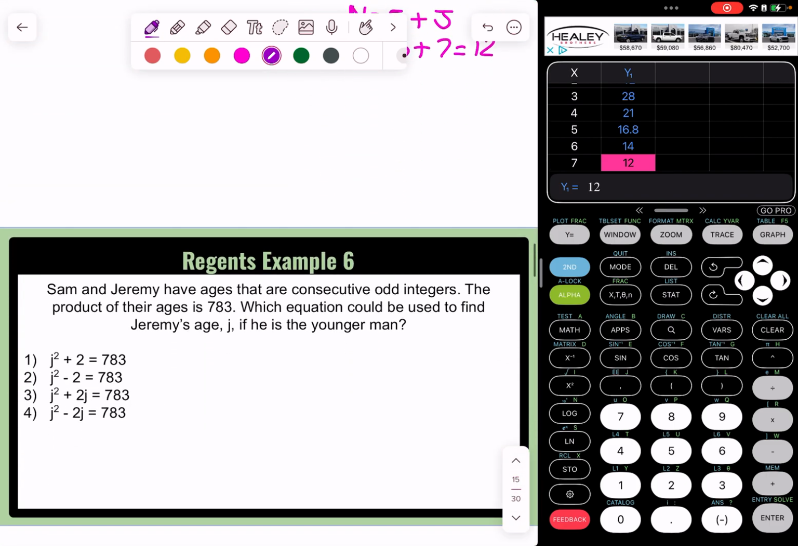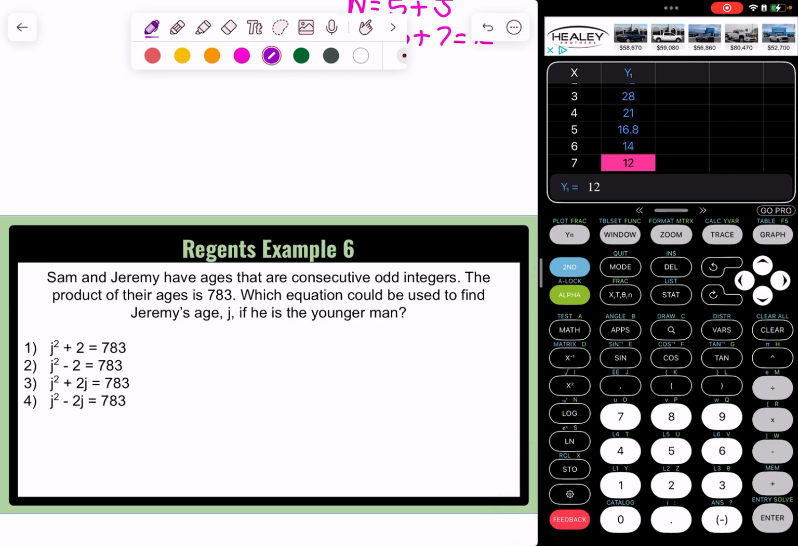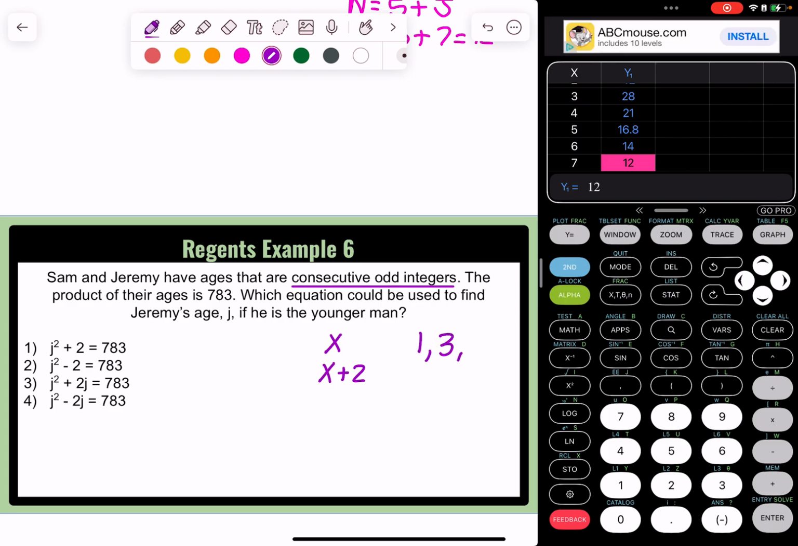All right, let's look at the next question. Sam and Jeremy have ages that are consecutive odd integers. Ooh, I like that. If you remember odd integers, you start with x, and then the next one is x plus 2. Because think about it, if you want the odd numbers 1, 3, 5, the only way to get to the next number is by adding 2. So we call this one x, and then to get to the next one, we add 2. That's how consecutive odd integers work.